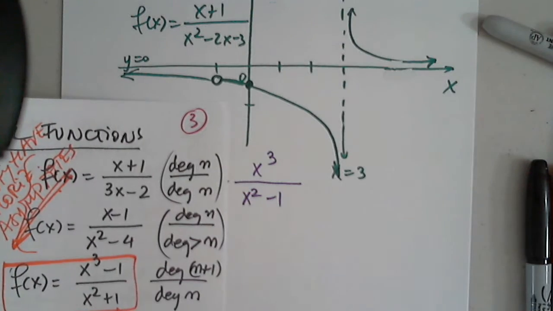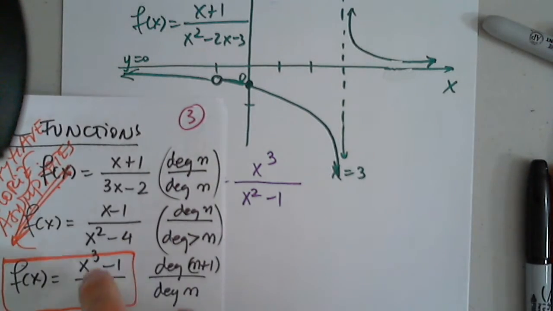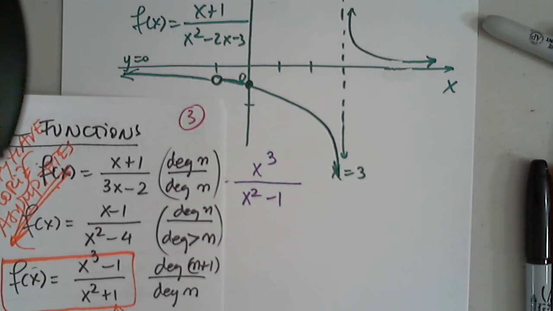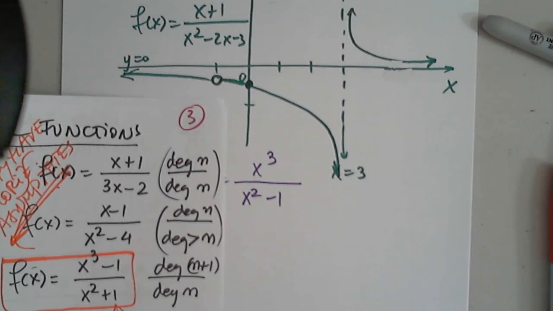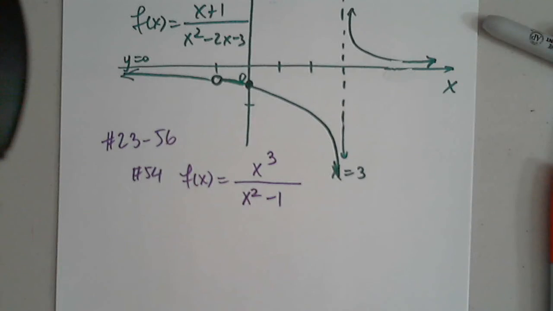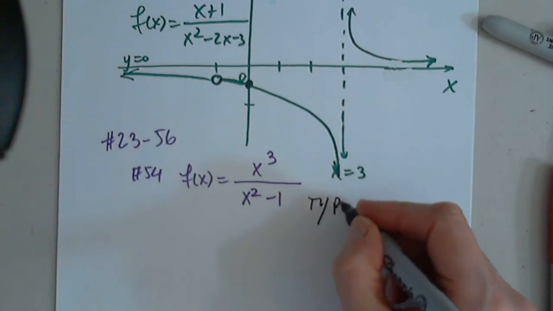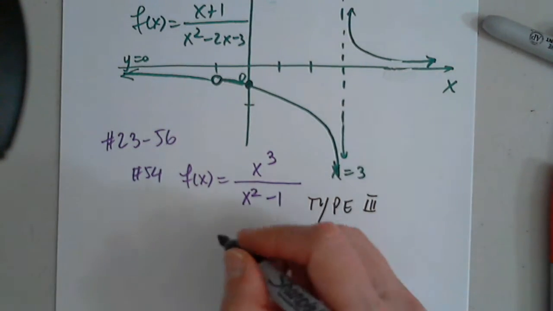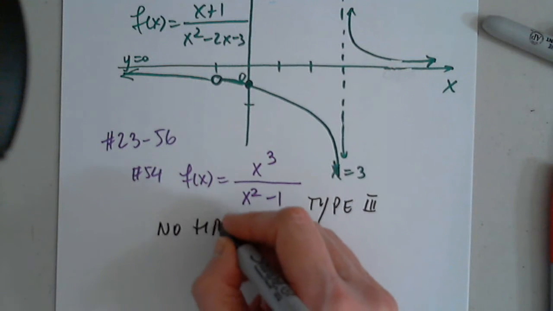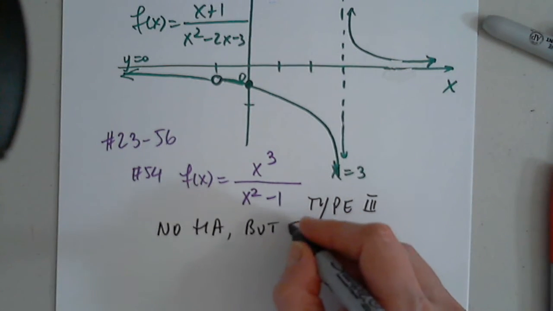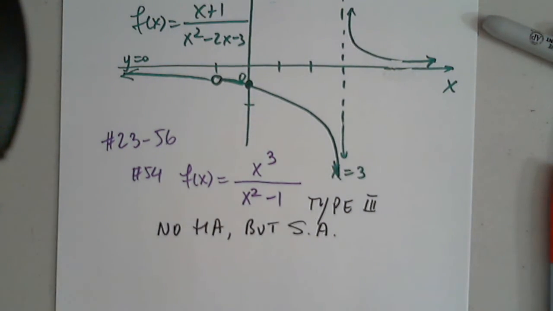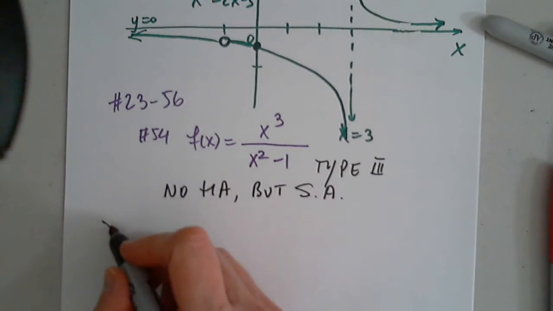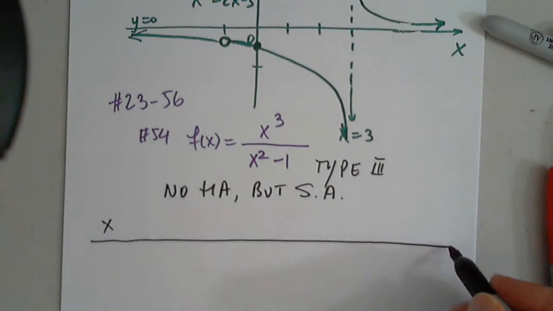Which type is this? Is it 1, 2, 3, or whatever? 3. 3 indeed. So this is indeed type 3. And I know immediately no horizontal asymptote, but slant asymptote must be found. I get my table going.